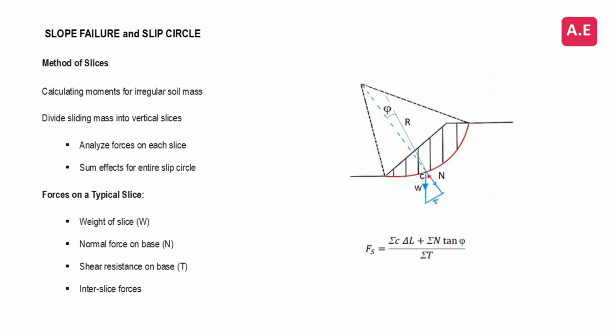Now, we analyze the forces on each individual slice. Each slice has its own weight, W, a normal force, N, and shear resistance, T, on its base, and interslice forces from its neighbors. By making careful assumptions about these interslice forces, we can sum up the effects of all slices to get the overall stability of the entire slip circle. This method is the computational engine behind slip circle analysis.